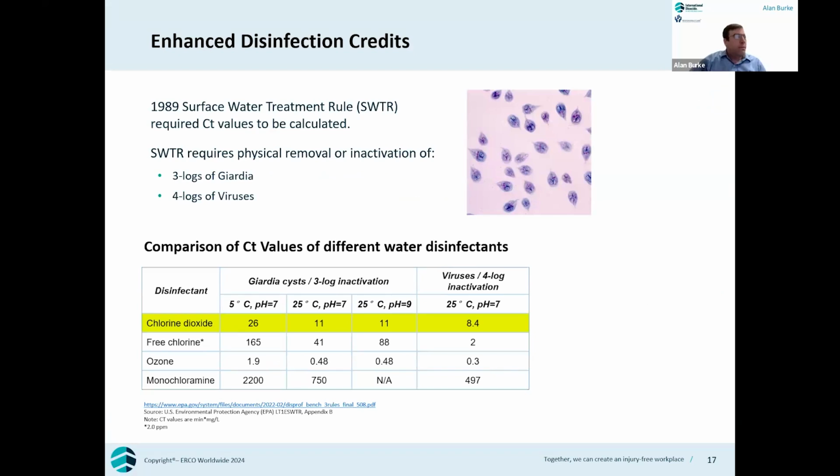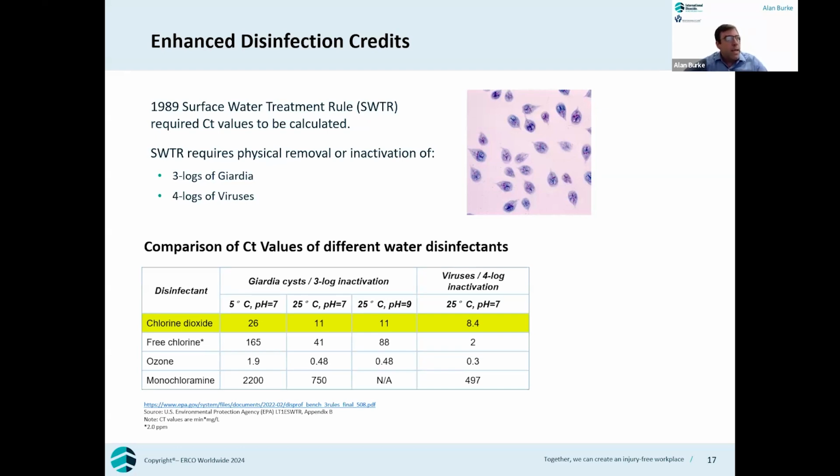The primary reason an oxidizer like chlorine dioxide is used is for disinfection credits. Ever since the Surface Water Treatment Rule was enacted in the 1980s, 3 logs of Giardia and 4 logs of virus inactivation are required for surface water being processed for drinking water, or any groundwater that is under the influence of surface water, which is becoming more and more common these days.